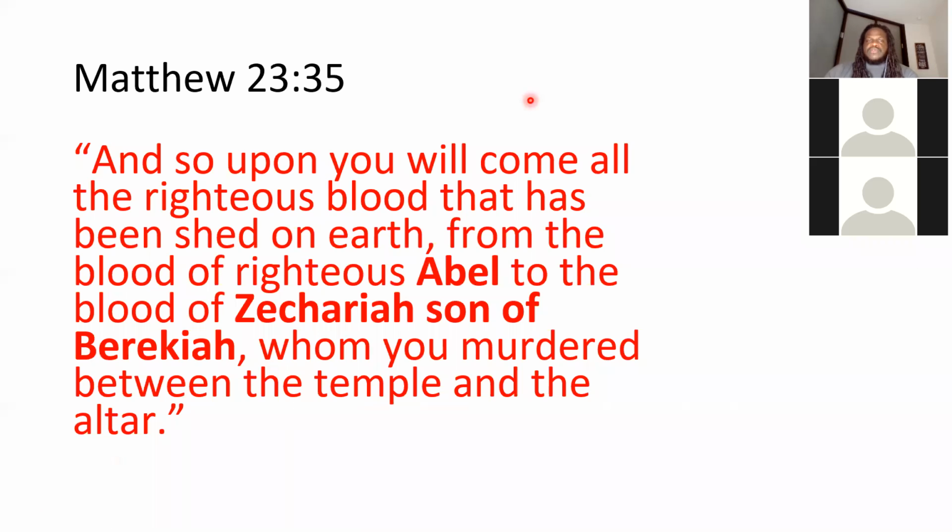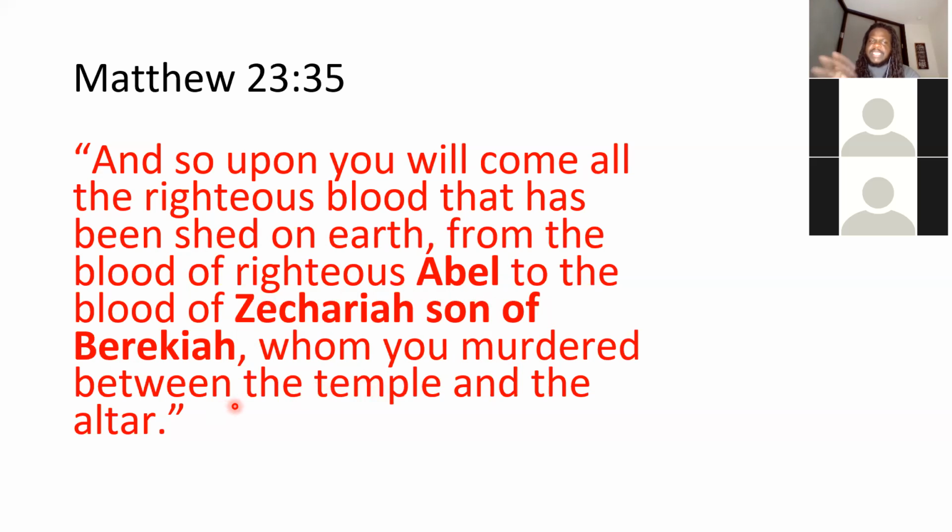Now if we go to Matthew chapter 23, verse 35, it essentially says the same thing. Just to give you context, Jesus is talking to the Pharisees and he's criticizing them. He said, you should know this stuff and you're messing up my law. "And so upon you will come all the righteous blood that has been shed on earth, from the blood of righteous Abel to the blood of Zechariah, son of Berechiah, whom you murdered between the temple and the altar."